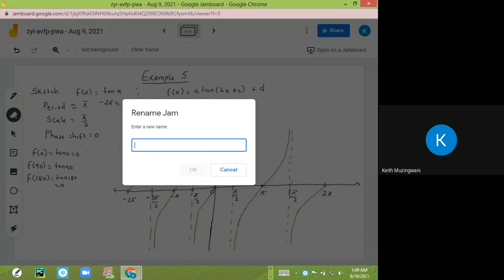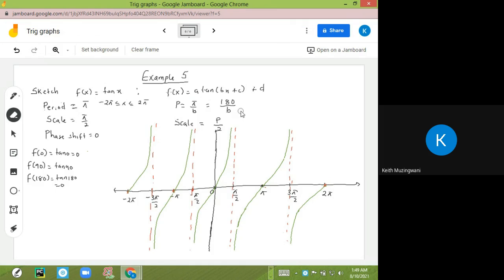So saving this as trig graphs. Okay, then I save it.